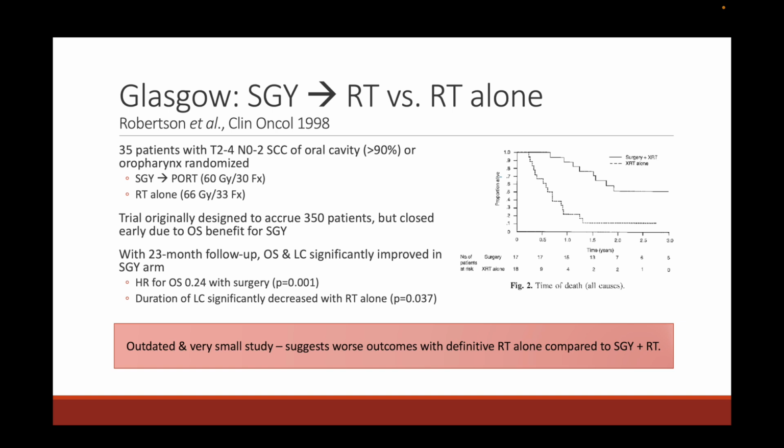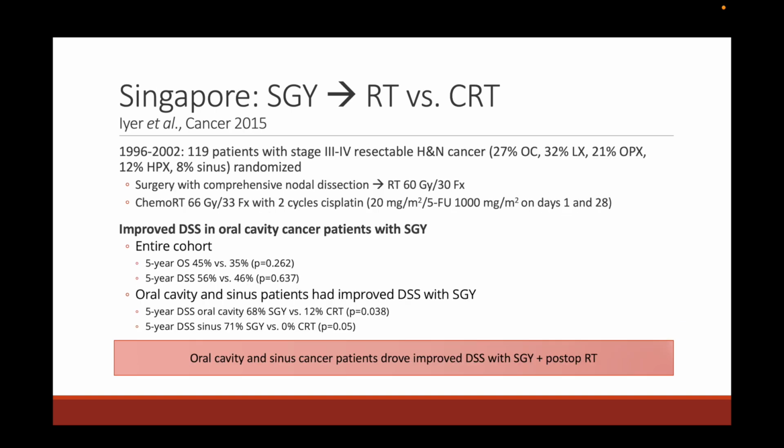So this is an outdated and very, very small study, but again, it suggests that there were worse outcomes with definitive radiation alone compared to surgery followed by radiation. There was a larger study out of Singapore that ran in the late 90s and early 2000s that had 119 patients with stage 3 to 4 resectable head and neck cancers. They were also randomized to surgery and comprehensive nodal dissection followed by radiation to 60 Gray, versus chemoradiation, now 66 Gray in 33 fractions given with 2 cycles of cisplatin on day 1 and then day 28.